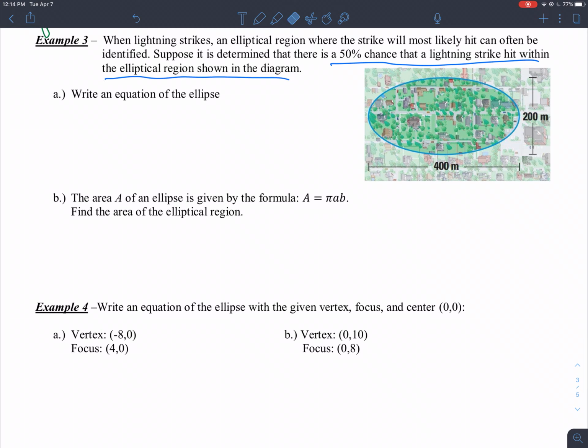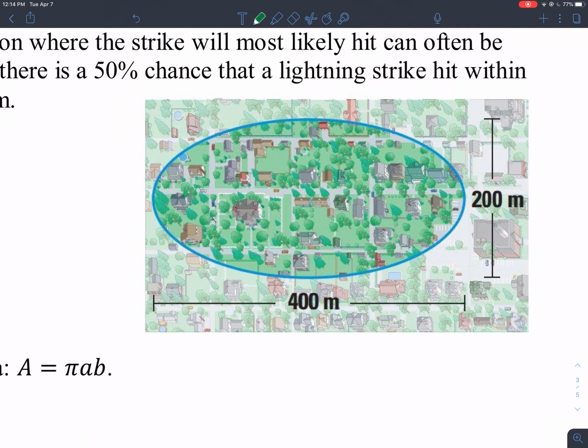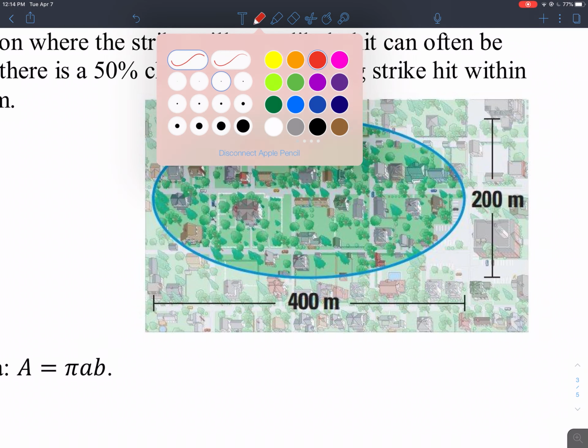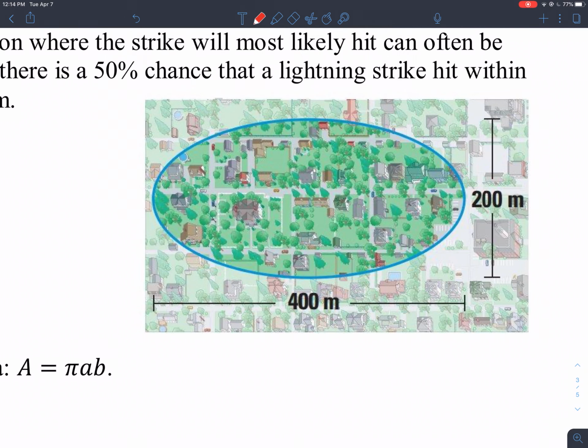So I would take the picture and say, all we know at this point of section 8.4 is ellipses that are centered at the origin. So I'm going to say, let's pretend that we know the middle is right here, and I'm going to say that is the origin, because that's the only thing we know about ellipses so far for this section, that they're centered at 0, 0.